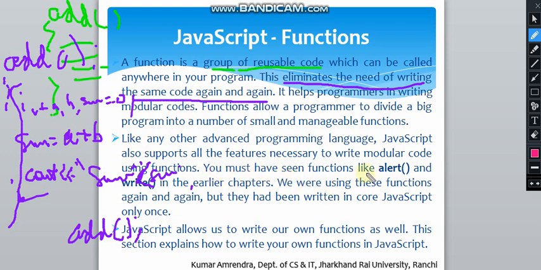And we must have seen functions like alert and write in the earlier chapters. Yes, we have seen this a couple of lectures ago, the alert and write functions, and we were using these functions again and again, but they had been written in core JavaScript only once. When we were calling them, we were not writing the definition, we were only calling the alert function and write function. Such as document.write, which we used, we were using this function again and again. This write function is already stored in the memory, or we can say in the library, and whenever we had to call it, we called this function directly using document.write.